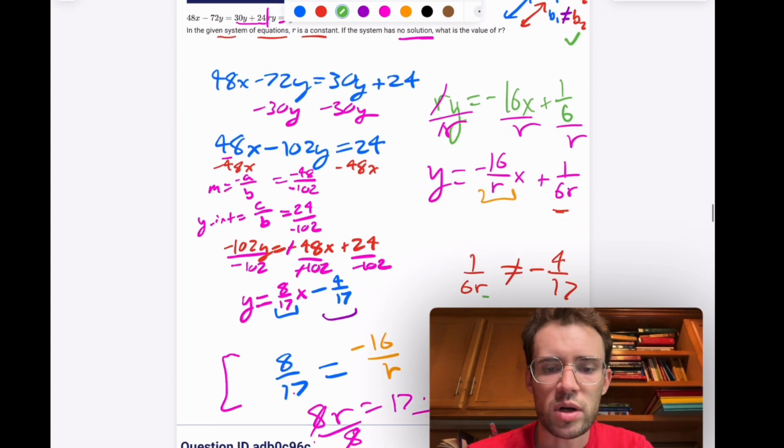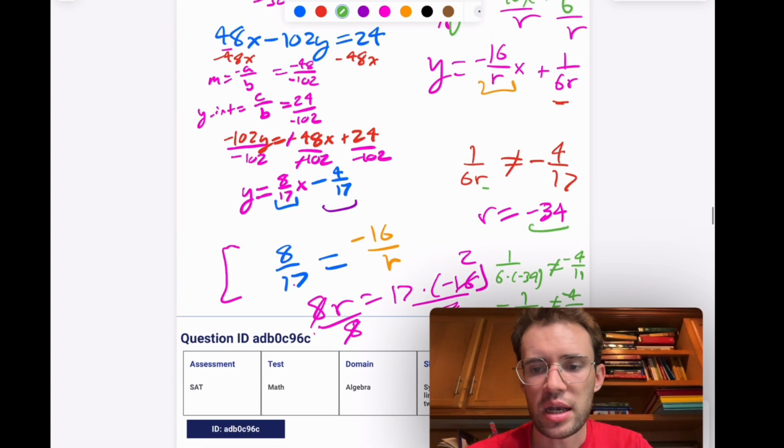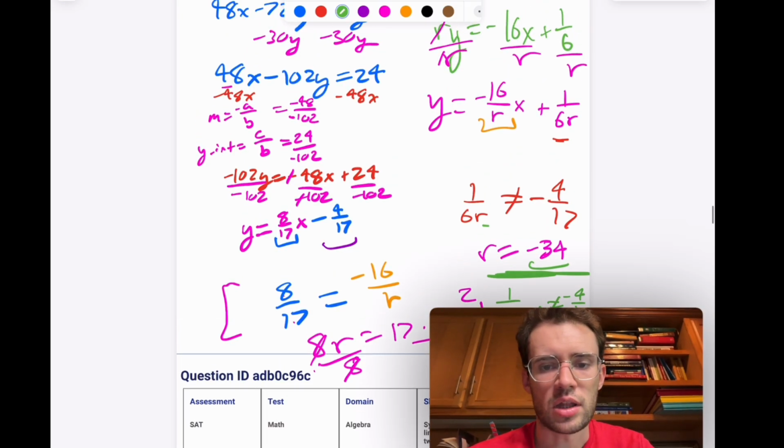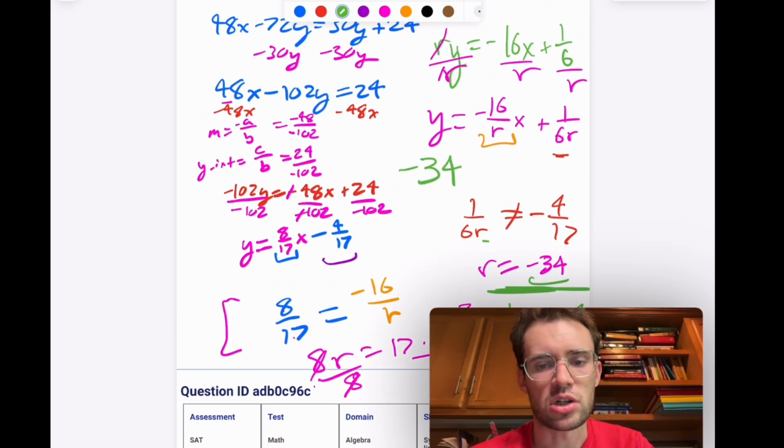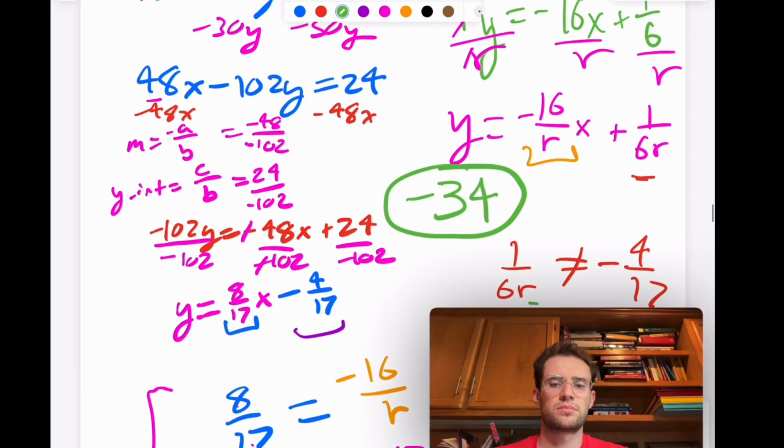All right, so they ask, what is the value of r? We said r had to be negative 34 right here. So that would be what you would enter in as your answer, negative 34.